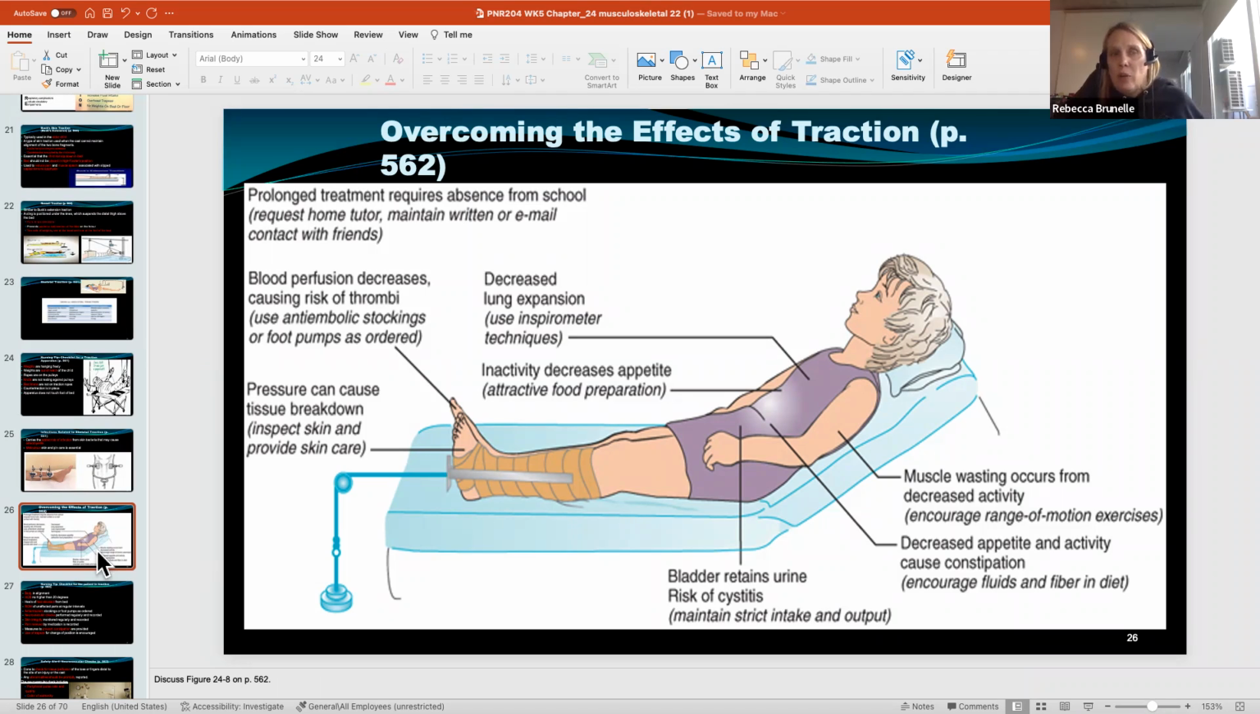So these are a lot of concepts that I think you probably talked about in med surg. So you're always going to be worried about blood perfusion and risk of clots. So they put the SCDs on, or the foot pumps to help keep the blood flow. They can have tissue breakdown. They're at risk for atelectasis and pneumonia because they can't breathe as much. They can have decreased appetite. They might have urinary retention and constipation, and end up with muscle wasting. I think all of these things make sense because this is just things that you probably talked about in med surg that are associated with prolonged immobility.